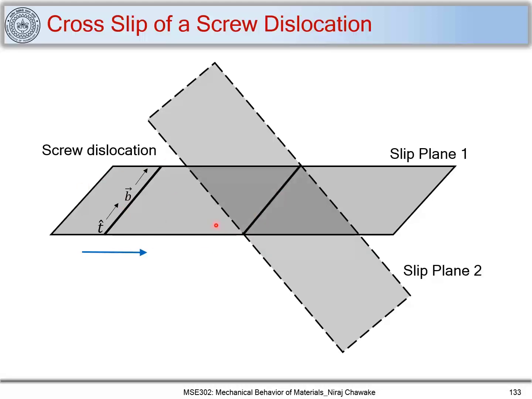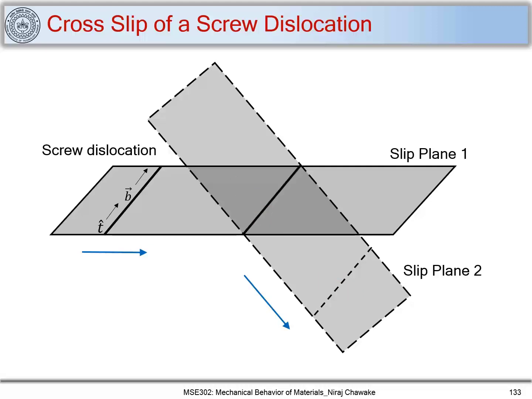dislocation. However, now this t vector is parallel to the Burgers vector, and this is another slip plane which is marked as slip plane 2. This screw dislocation can glide on this slip plane based on the situation of shear stress or obstacles on this slip plane, and it can glide in this fashion. So this is called cross slip of a screw dislocation. It is slipping on one plane and then it cross slips on another plane. That's why it is called cross slip of a screw dislocation.